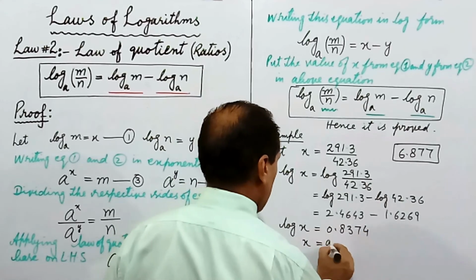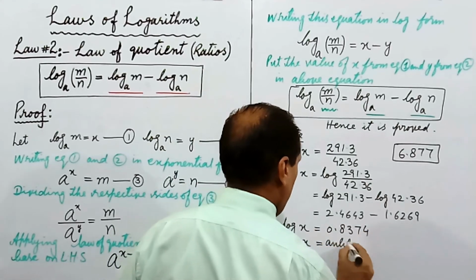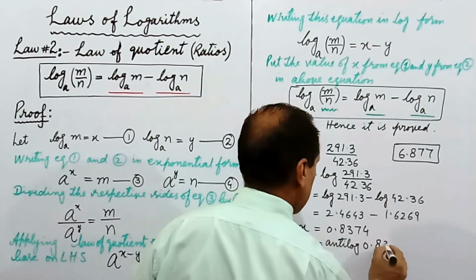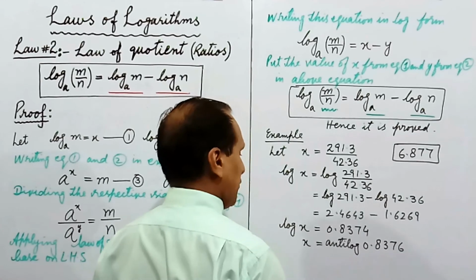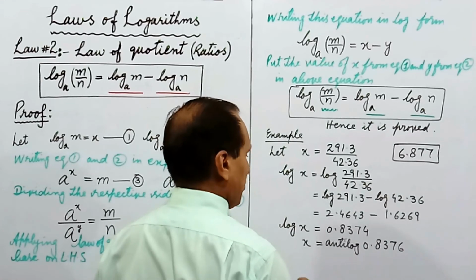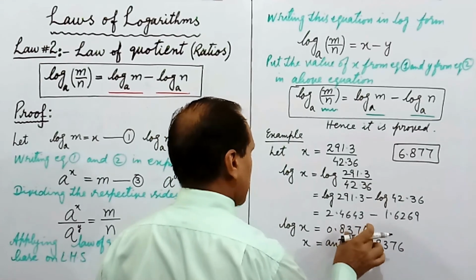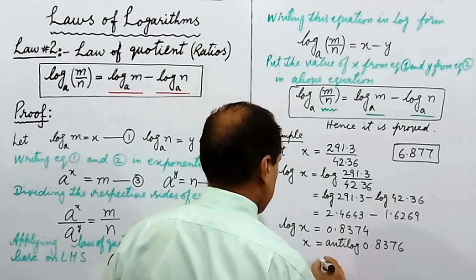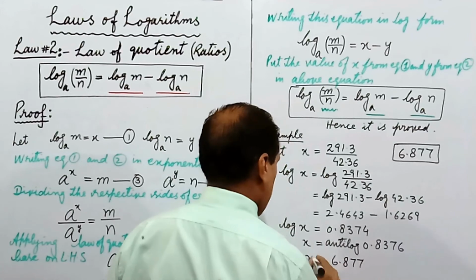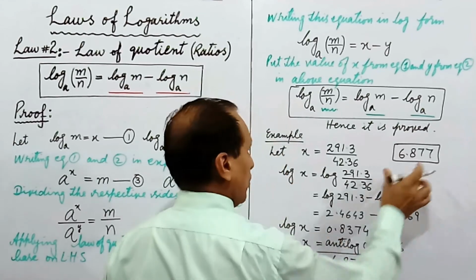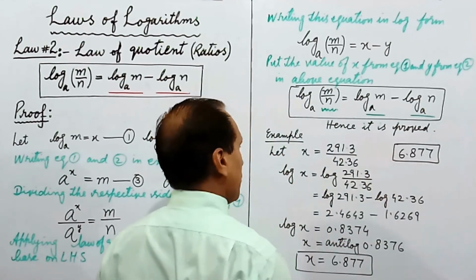antilog 0.8374, and using the calculator by pressing the shift log function and putting in the value 0.8374, we get 6.877, and that is the same value which we get by the division process.